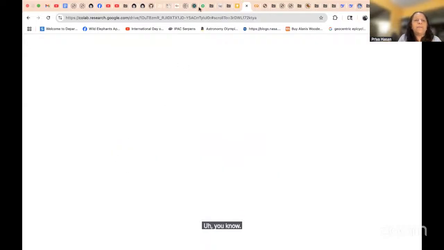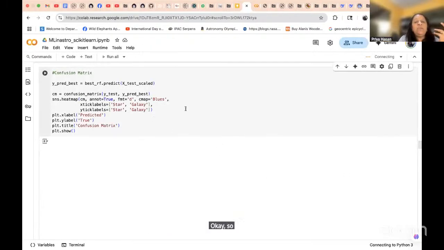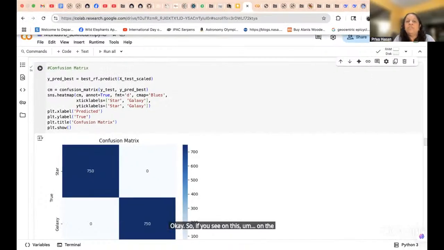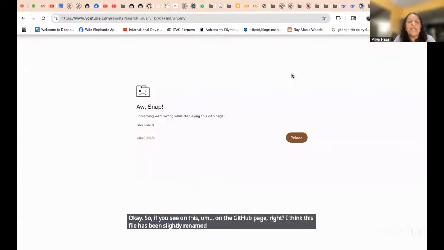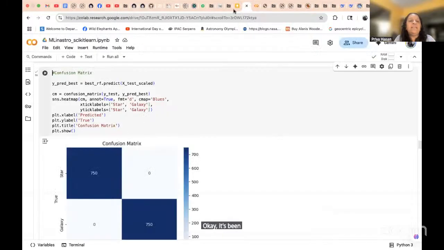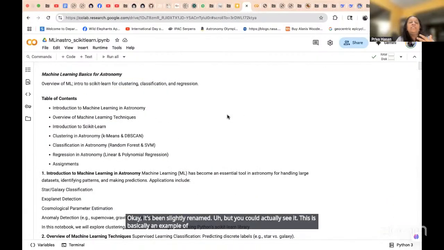Now I just want to load this one. If you see on the GitHub page, I think this file has been slightly renamed. I think it's called ML in Astro or something like that. It's been slightly renamed, but you can actually see it. This is basically an example of using Scikit-learn to do ML.